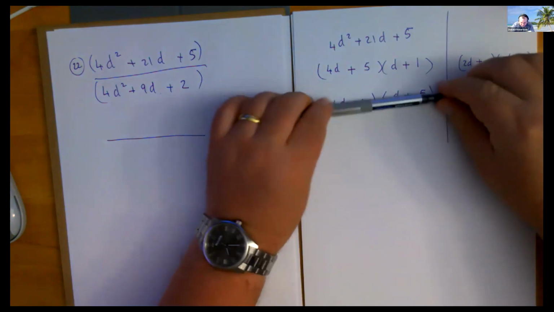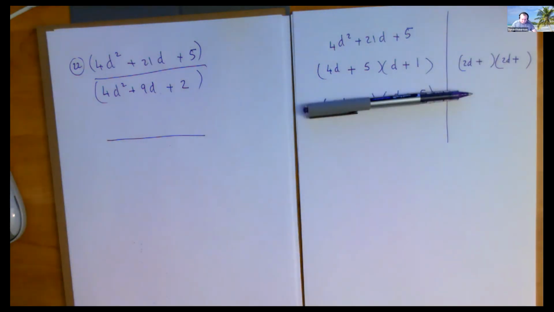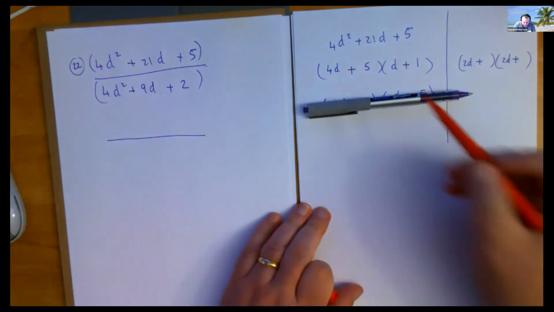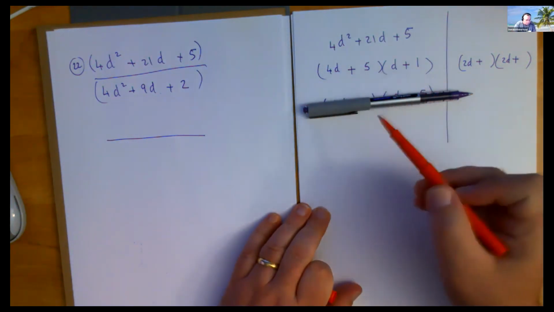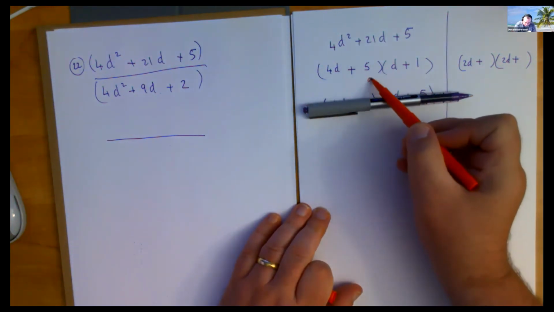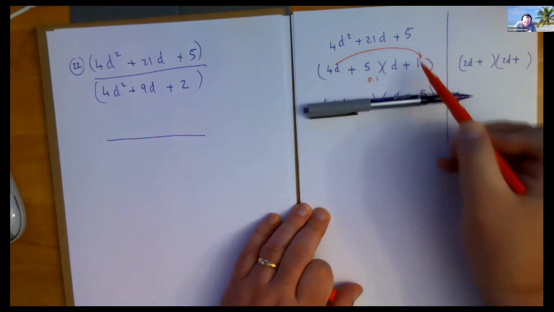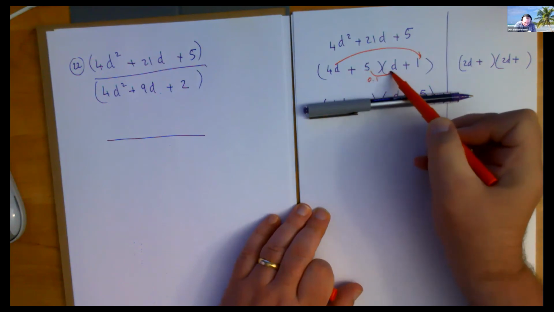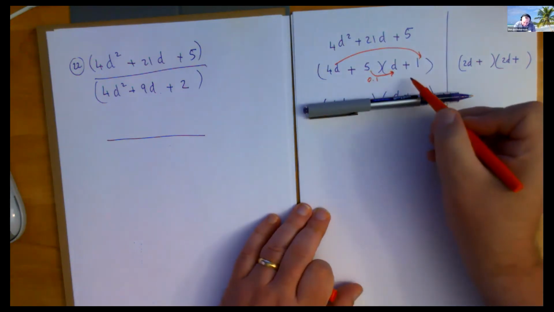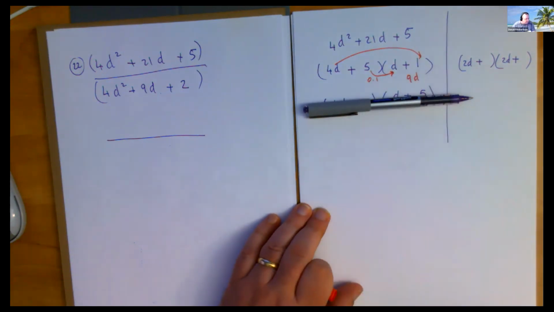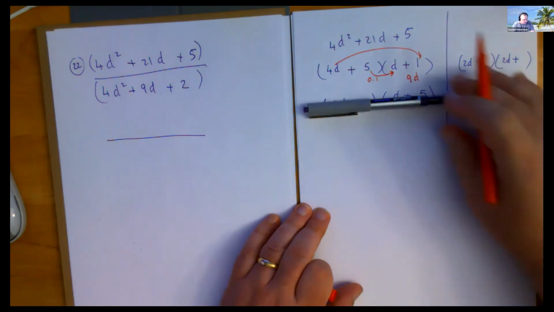Okay, let's look at this one first. Does this one work or not? Well, let's find out. If I did the FOIL part, and the only part of the FOIL I'm actually going to do is the O and the I part. Won't 4 times 1 get you 4d? And won't 5 times d get you another 5d? Wouldn't that add up to 9d, so it doesn't work?